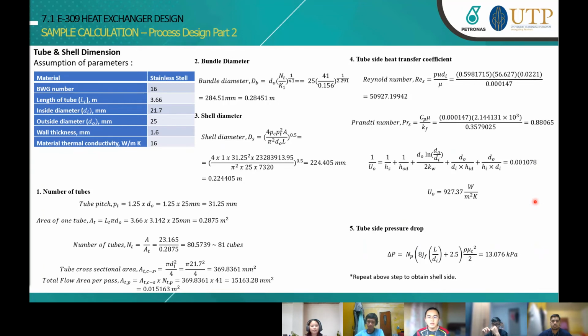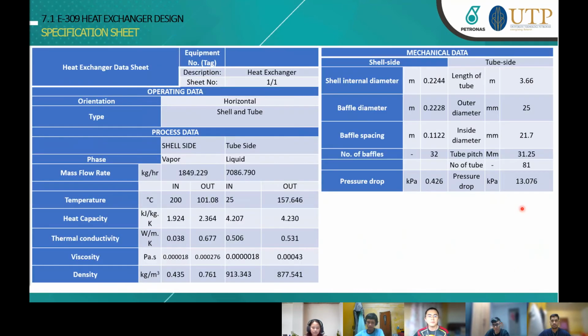Next, we can then calculate the tube side heat transfer coefficient and pressure drop, which in this case are 927.337 watt per meter square Kelvin and 13.076 kilopascal. The shell side heat transfer coefficient and pressure drop are calculated as well with the same formula shown in the tube side. So that's the sample calculations for the process design of my equipment.